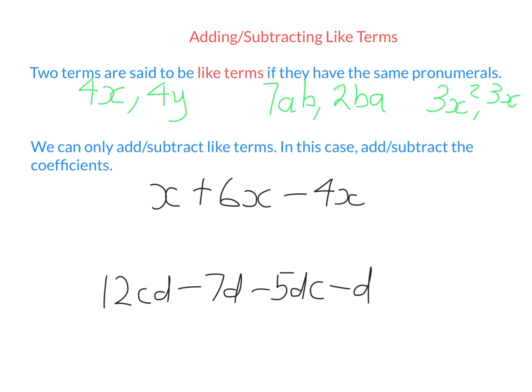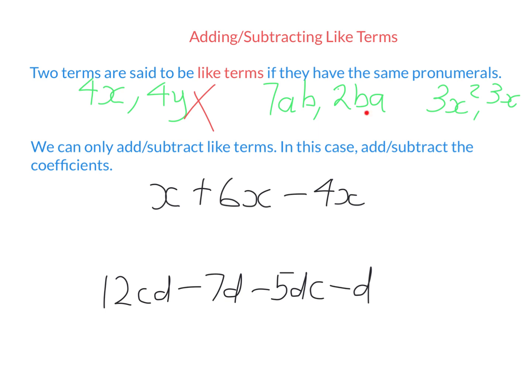It turns out you can only add or subtract terms if they are like terms. Like terms have the same pronumerals. So 4x and 4y, they are not like terms because they have different pronumerals or different letters. Sure, they have the same coefficient, but they don't have the same pronumerals. So you actually can't add 4x and 4y. You also can't subtract them.